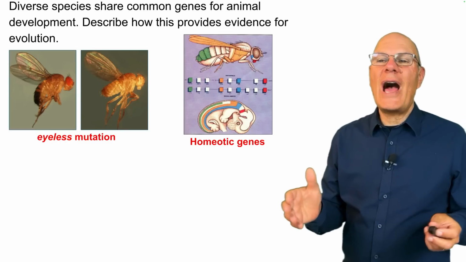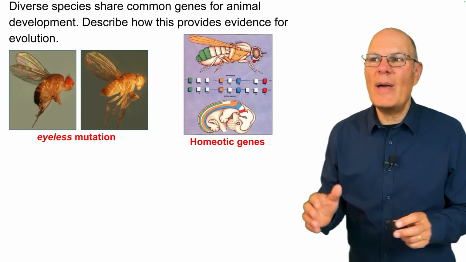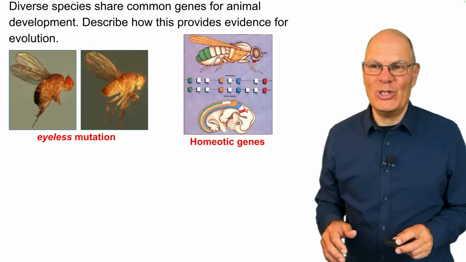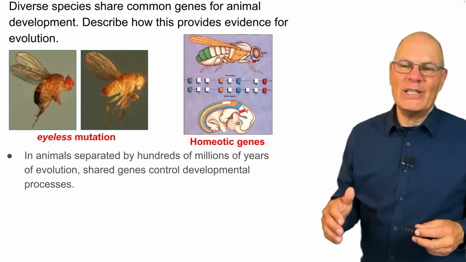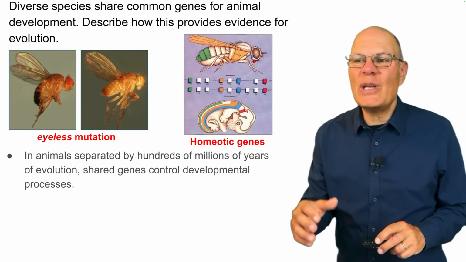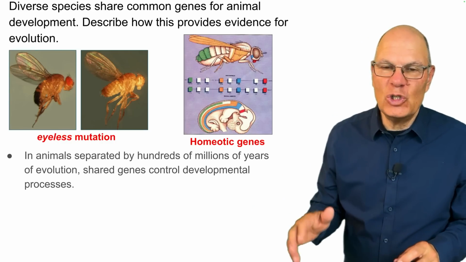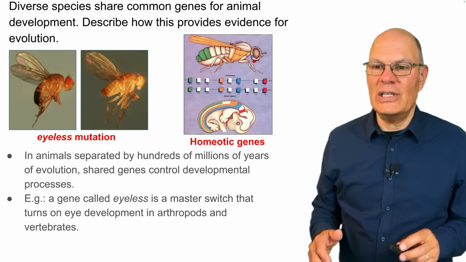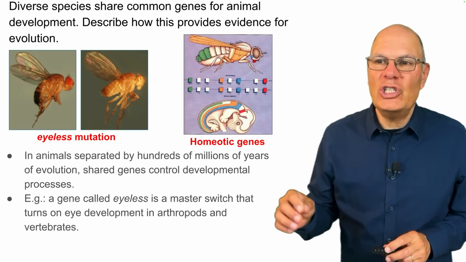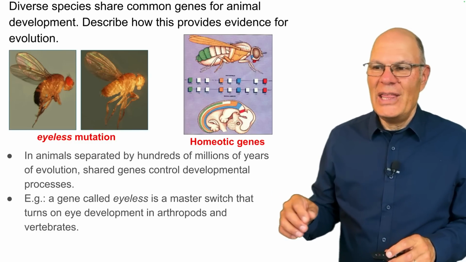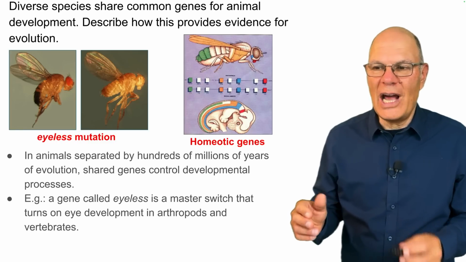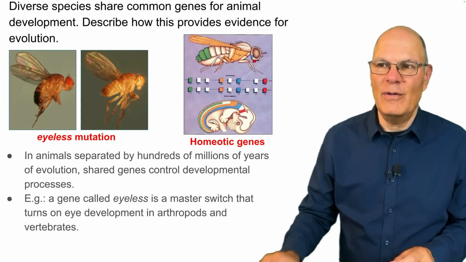Diverse species share common genes for animal development. Describe how this provides evidence for evolution. This is a mind-blowing example of homology. In animals separated by hundreds of millions of years of evolution, shared genes control certain developmental processes. Here's an example. There's a gene called Pax6 that's a master switch that turns on eye development in arthropods and vertebrates.